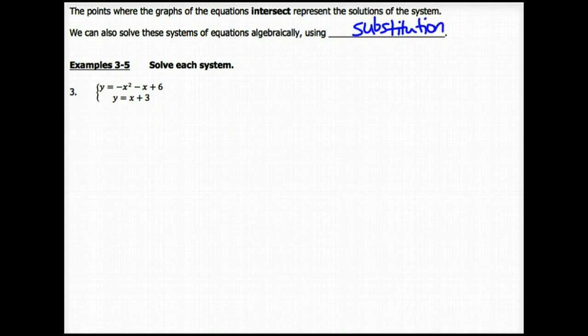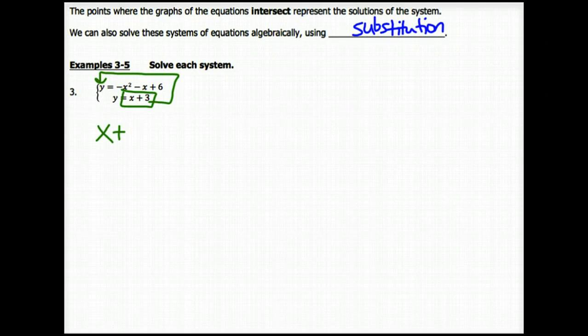So if you take a look at example 3 here, we have the quadratic equation, y equals negative x squared minus x plus 6, and then we have y equals x plus 3, which is a linear equation. Okay? Well, since they're both y equals, what we can do is very easily do substitution on this. Since we know y is equal to x plus 3 on the bottom, we can plug in the quantity x plus 3 for y on the top equation, and we get this.